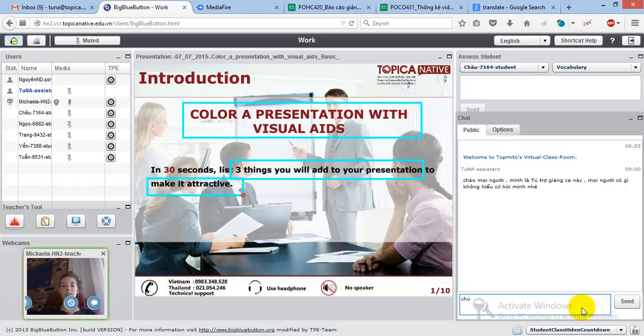Alright. So you can use the presentation of Topica to get some ideas of how to make a presentation attractive. Think about if you have made a presentation for work or for school and what you do to make it look interesting.